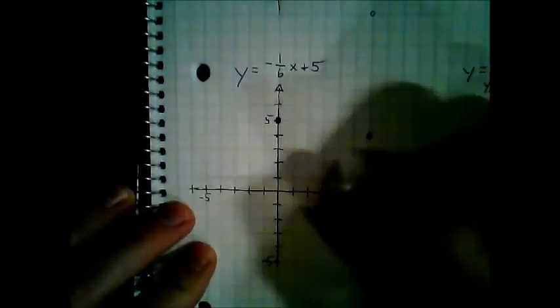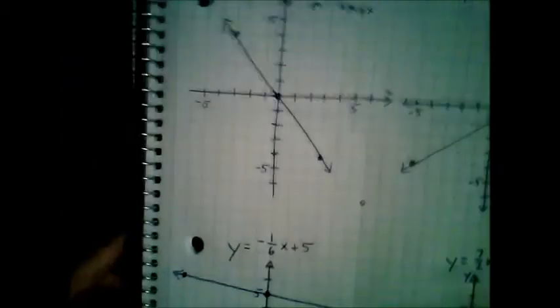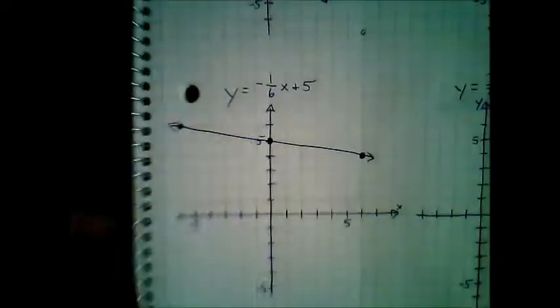And then just to be neat, we continue this kind of pattern in the other direction. So we see the point's going to be right here. And we're nice and neat. We're going to draw our line through these points. And that's how we graph that line.